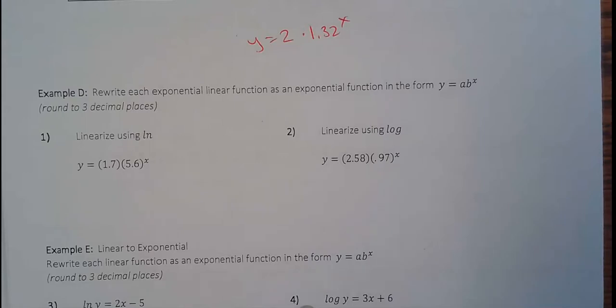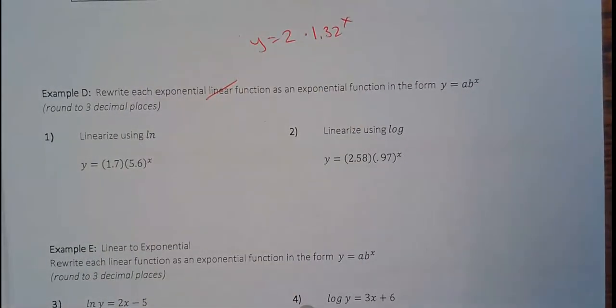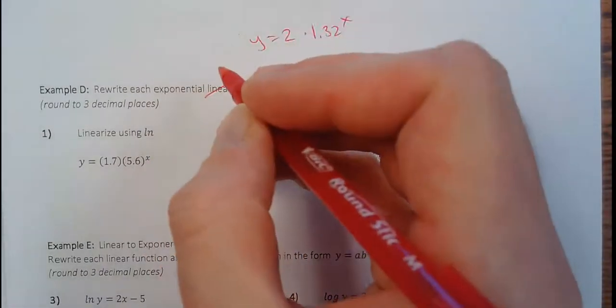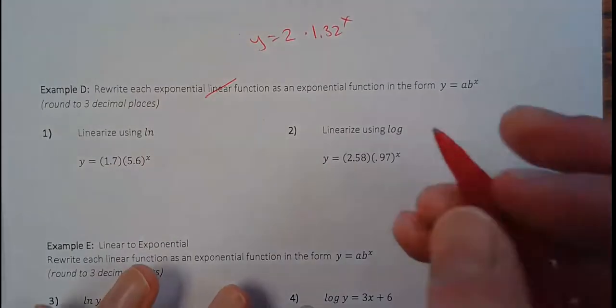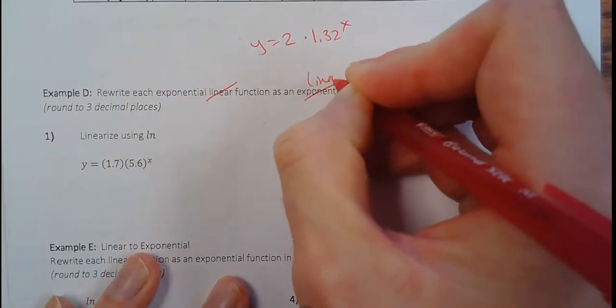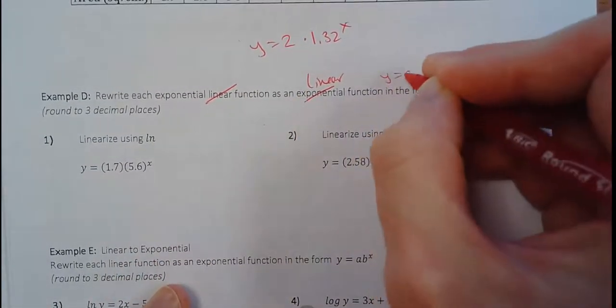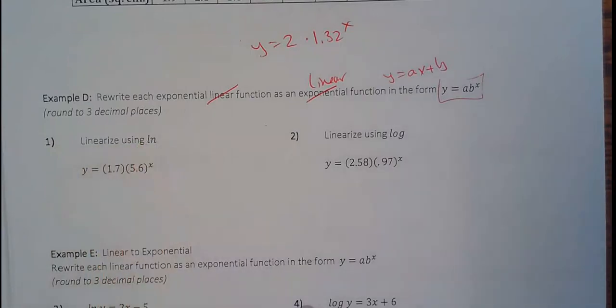Rewrite each exponential linear function as an exponential function in the form y equals. So no, these are. So we want to linearize using. Sorry, we got this back here. So linear, and we're using this form to go that direction, but we want y equals ax plus b. Directions are all messed up there. Sorry about that. So linearize using the natural log. So we want to use the natural log to make it look linear.